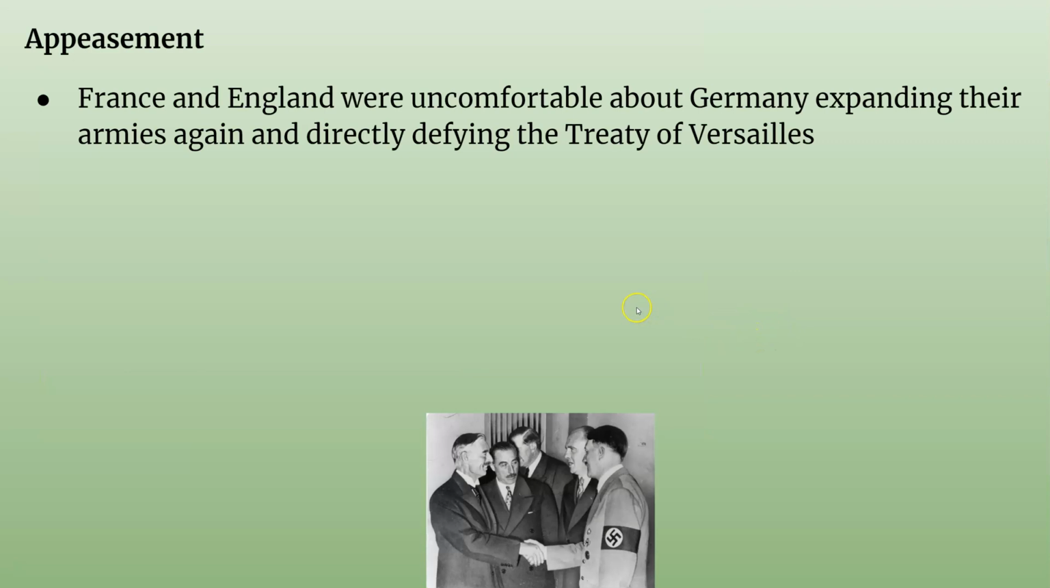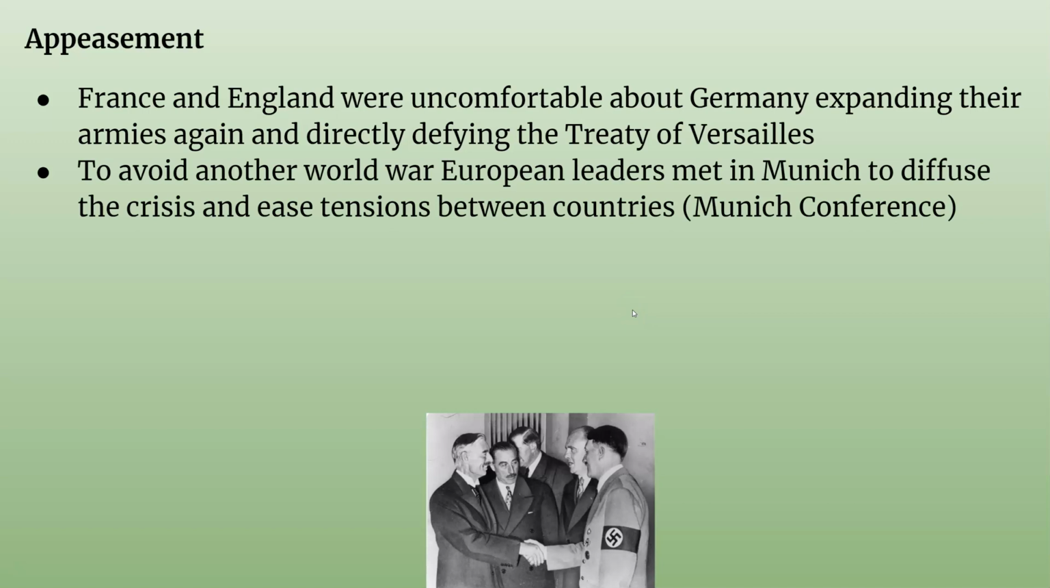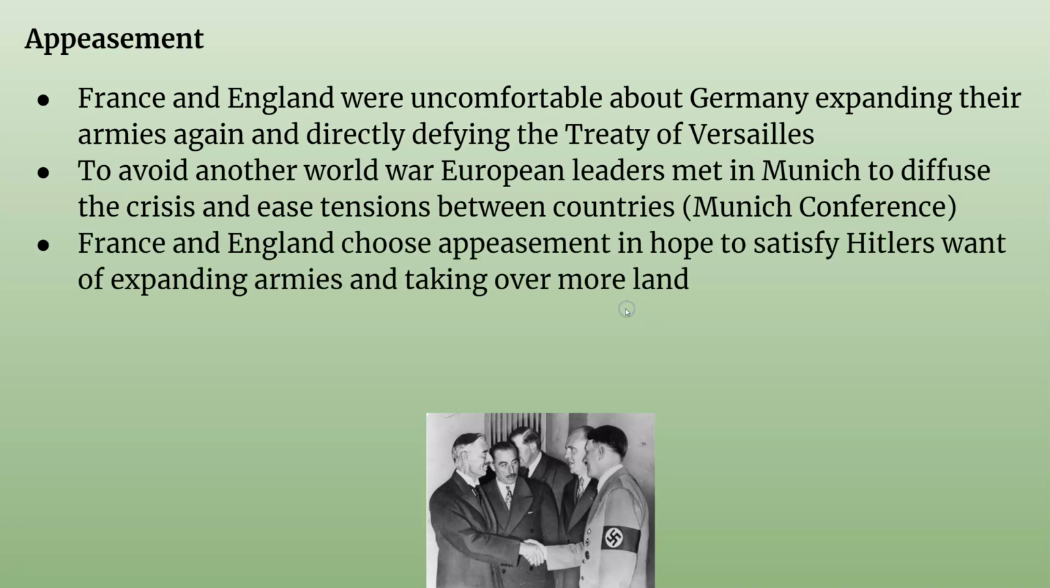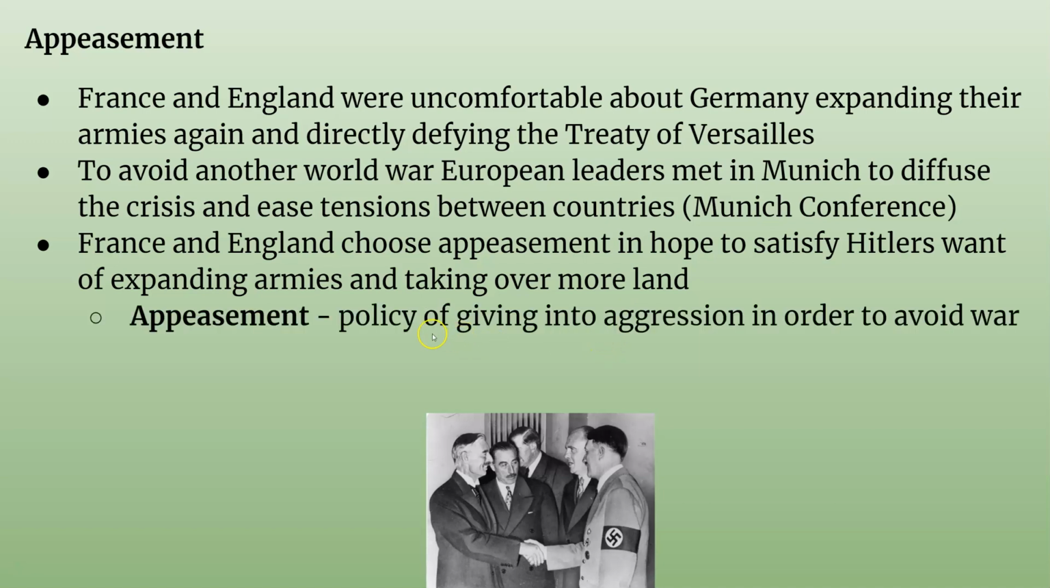France and England were growing really uncomfortable with all these moves that Hitler was making, and they called this conference in Munich to talk with Hitler and see what could be done peacefully, because they wanted to avoid another world war. France and England chose the strategy of appeasement, a hope to satisfy Hitler in his wants and demands, and hoping that he would not take any more land. Appeasement is just the policy of giving in to aggression in order to avoid a war.